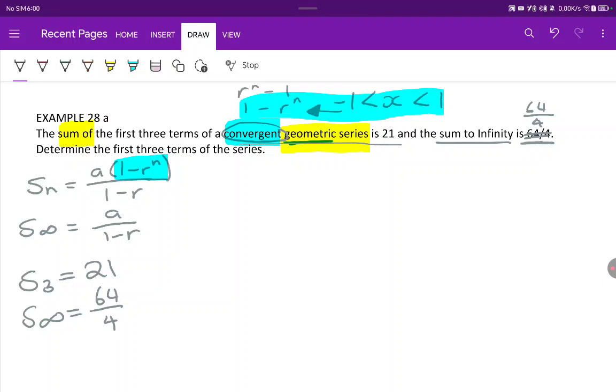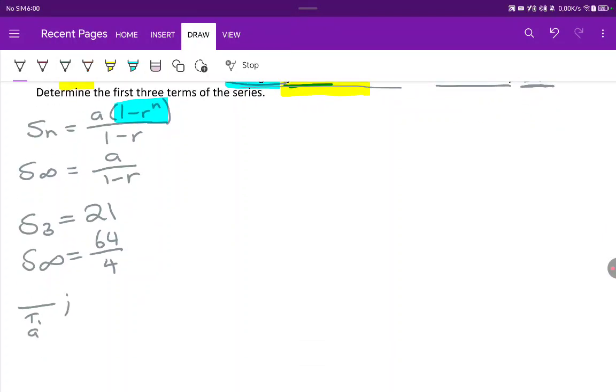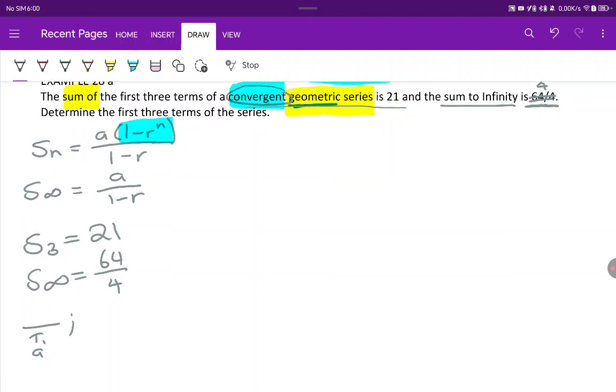The question is, what is term 1, which is also a? Hold on. This is a series, which means we're doing addition, right? Not a sequence. Plus, what is term 2? Plus, what is term 3? This is the question. What is term 1? What is term 2? What is term 3?